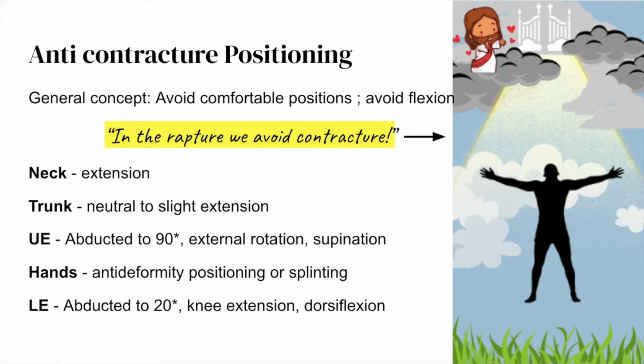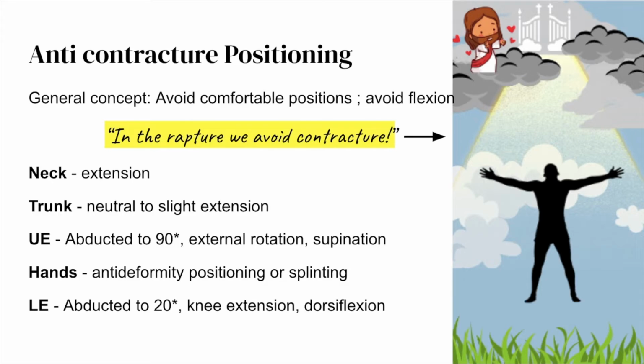So to help us remember and visualize what this looks like, I have created an image to the right of the rapture, where I say, in the rapture, we avoid contracture. So if you can remember this silly quote, in the rapture, we avoid contracture, you can visualize being taken up into heaven in the middle of the rapture, arms open, head looking up towards the sky. You are thrilled to be going to heaven, so up you go.